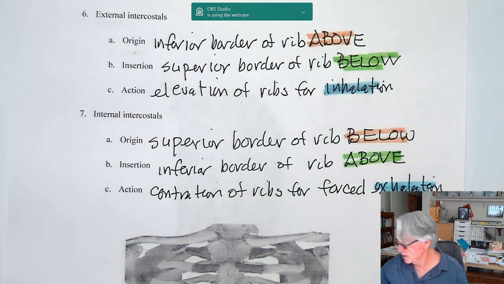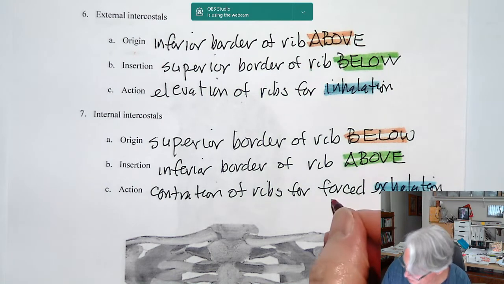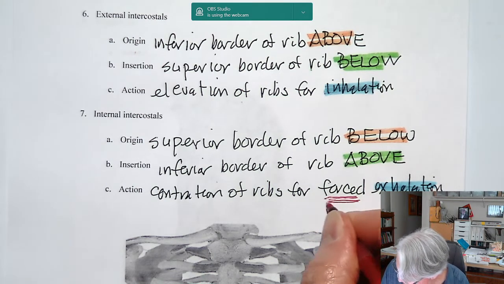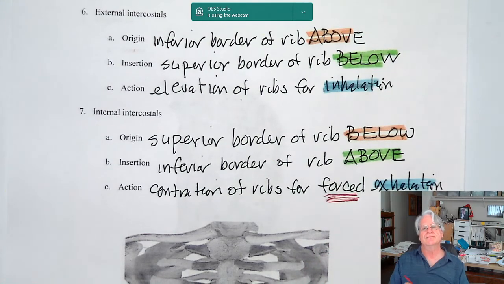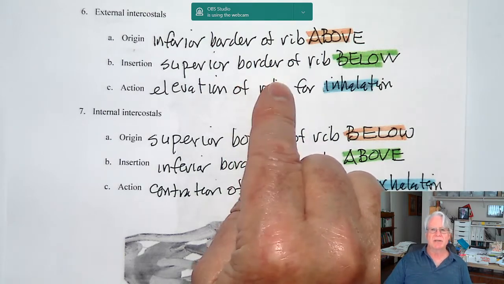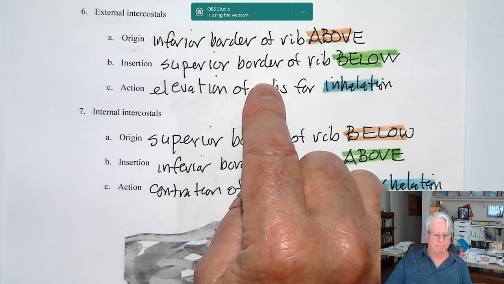But notice that in this case, we're adding a term, forced. So this requires a little bit of an explanation. Both of these muscles are involved in breathing. One is involved with inhalation, bringing the air into your lungs. The other is involved with the exhalation, forcing the air out again. We're going to see another muscle in just a bit called the diaphragm that's also involved, but we're focusing on these two first.